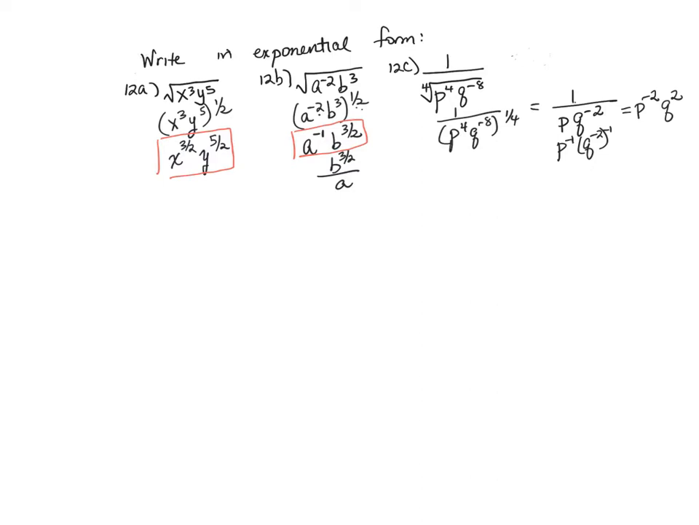Oh, I'm sorry. It should be p to the negative 1. I made a mistake again. Miswrote. This should be p to the negative 1. P to the negative 1. Okay, that's it. And that's the answer for the last one.